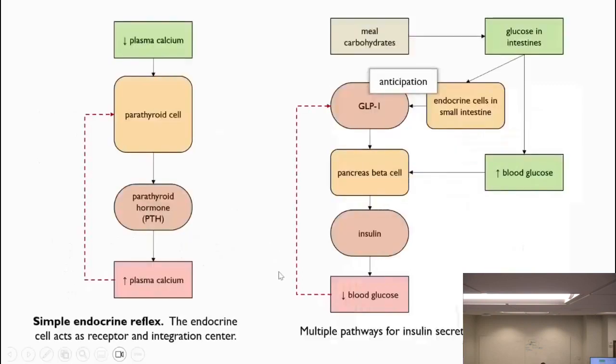For example, there are hormones that are regulated by very simple reflexes. One example is the regulation of the blood levels of calcium. What happens when we have low calcium, reduced plasma calcium levels? That is going to be detected by the parathyroid gland. Parathyroid gland cells have a receptor that is called the calcium sensor.